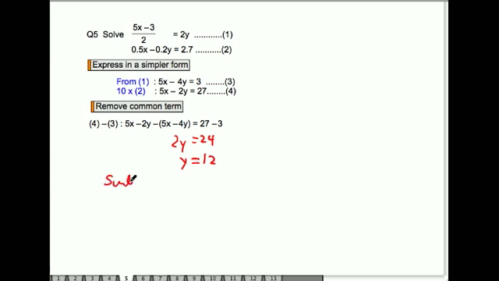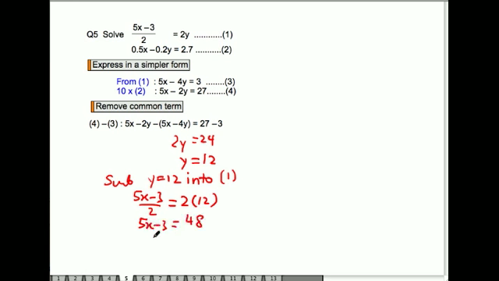We substitute y equals to 12 into any of the equations. In this case, I chose 1. So 5x minus 3 over 2 is equals to 2 times 12, giving us 5x minus 3 equals to 48, and 5x is 51, x is 10 and 1/5.